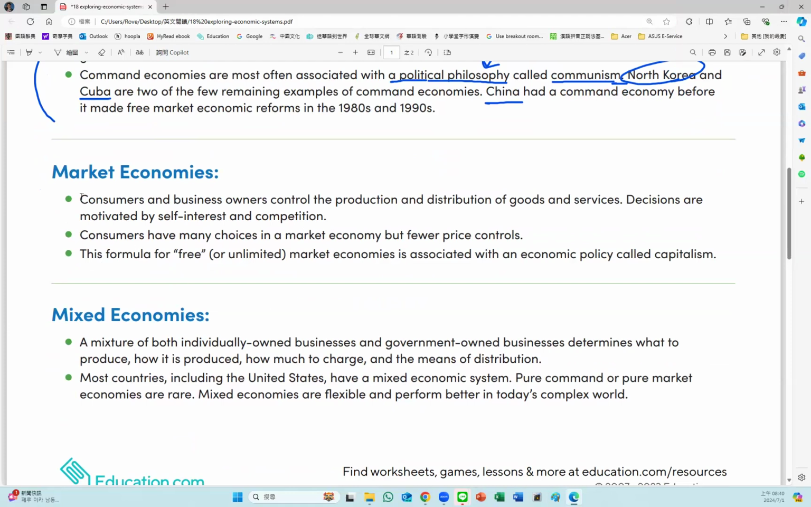Consumers and businesses all control the production, and each person's goods and service decisions are motivated by self-interest and competition. Consumers have many choices in a market economy, but fewer price controls. This form of free or unlimited market economics is associated with an economic policy called capitalism. Capitalism. Capitalism.